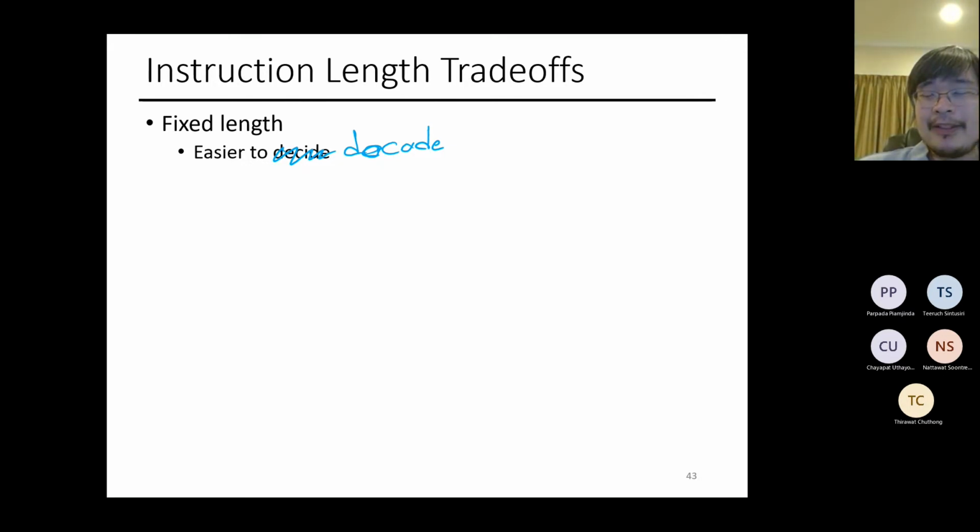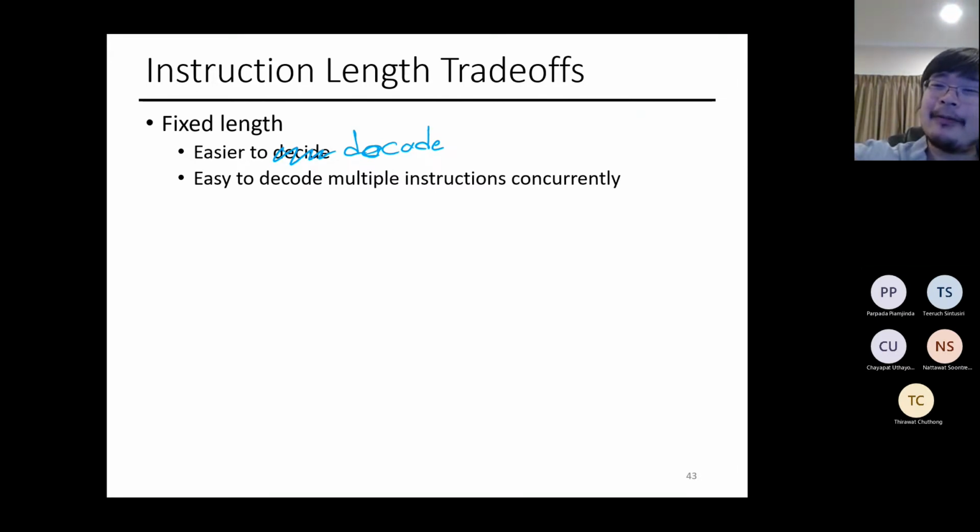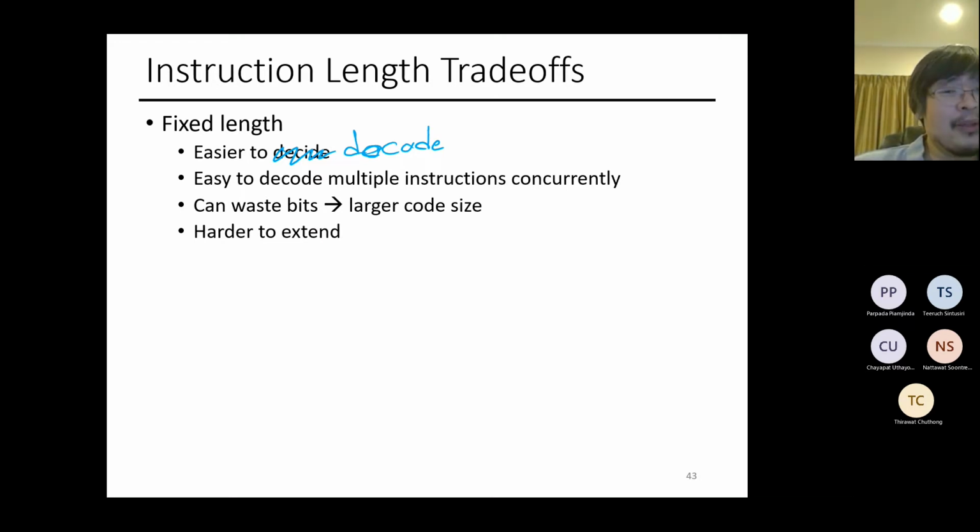It's easier to decode, right? It's easy to decode multiple instructions at the same time, because I know that every single instruction is 4 bytes. So if I want to decode 10 instructions at a time, I just bring in 40 bytes and I split them into 4 bytes, 4 bytes, 4 bytes, and so on. And then I know that those are all my instructions. The downside is you can waste bits, because sometimes you don't need the entire 4 bytes for your instruction. It's also hard to extend. For example, you want to add more instructions, but sometimes you run out of bits.